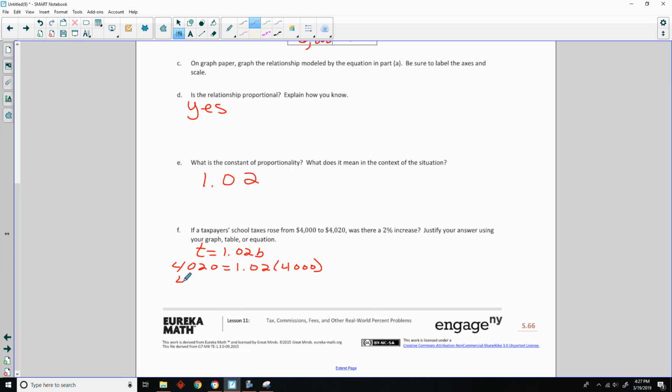So then I solve this, and if it's equal, the answer is yes, and if it's not equal, the answer is no. So when I multiply this, I have 0, 0, 0, 4 times 2 is 8, 4 times 0 is 0, 4 times 1 is 4, 2 decimal places, and the tax increase is $4,080, not 4,020. So that was not a 2% increase.